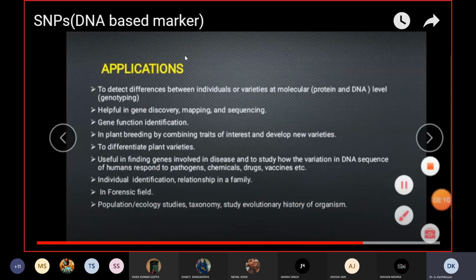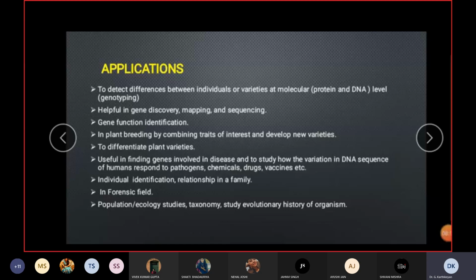Applications of SNPs to detect differences between individuals or varieties at the molecular level. SNPs are helpful in gene discovery, mapping, and sequencing. They are helpful in gene function identification, in plant breeding by combining traits of interest to develop new varieties, to differentiate plant varieties, and useful in finding genes involved in disease and to study how variation in DNA sequence of humans responds to pathogens, chemicals, drugs, vaccines, etc.